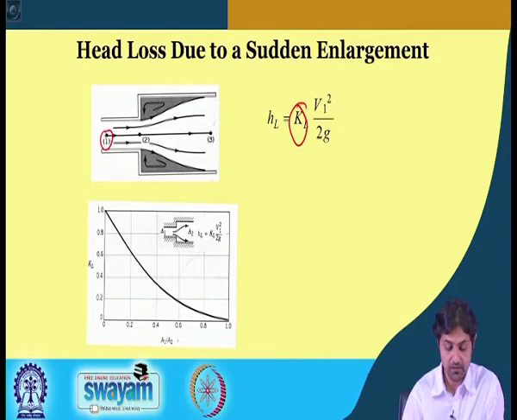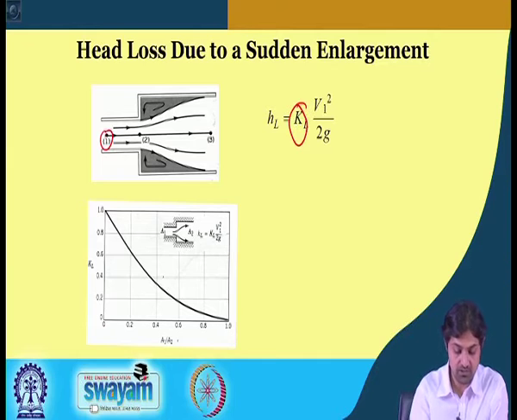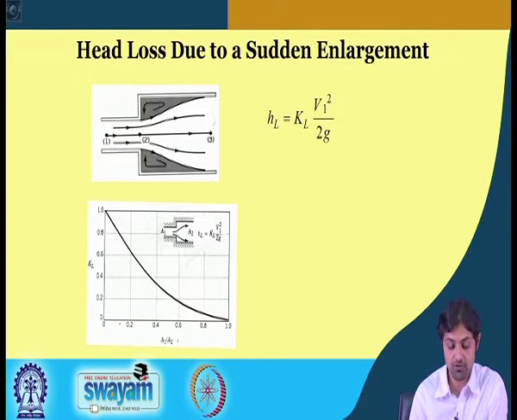Suppose the second area is very large. Then A1 by A2 is tending to 0, and therefore the entire energy will be lost. This is just a matter of interpretation from the curve. So, best is to find the ratio of the areas A1 and A2, take the KL from here, put it here and multiply it by V1 square by 2g.